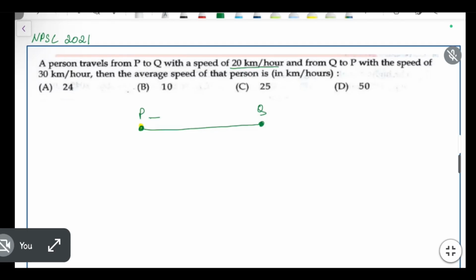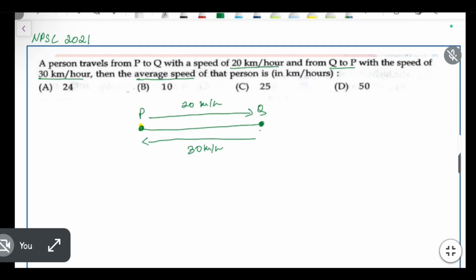That means when going from P to Q, the man is traveling at 20 kilometer per hour, and returning from Q to P at a speed of how much? 30 kilometer per hour. We are asked to find the average speed.